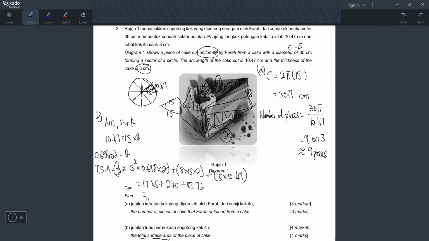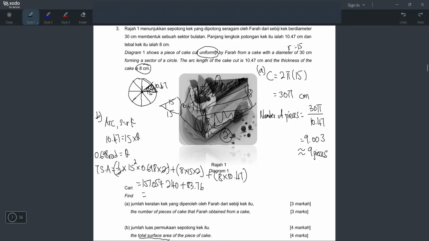But did I make a mistake here? Let's press again the 15 squared times 0.698. Okay, I think I pressed it wrongly. This one is not 17.45. Sorry, I pressed it wrongly. So, a careless mistake. When you press this in your calculator, you will get 157.05 actually.